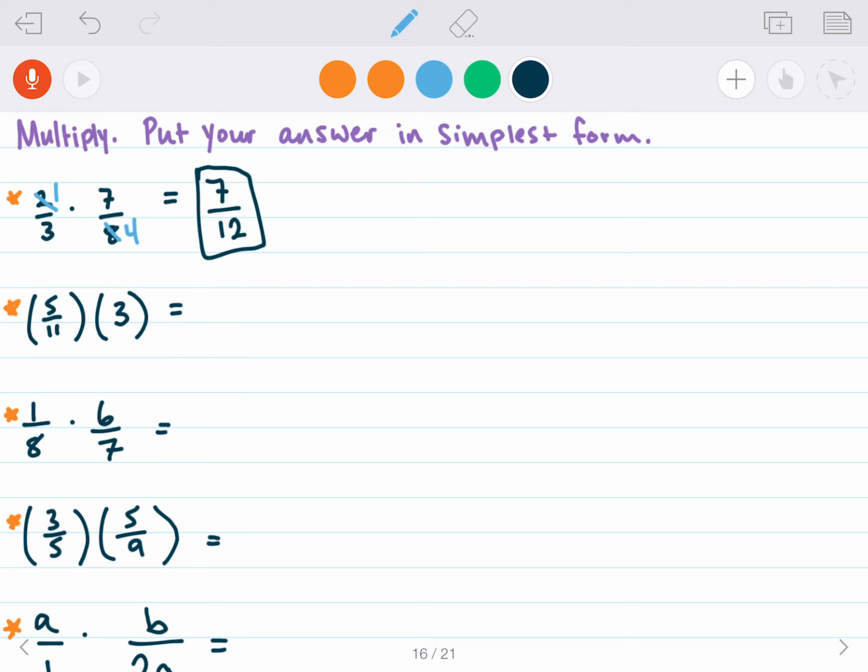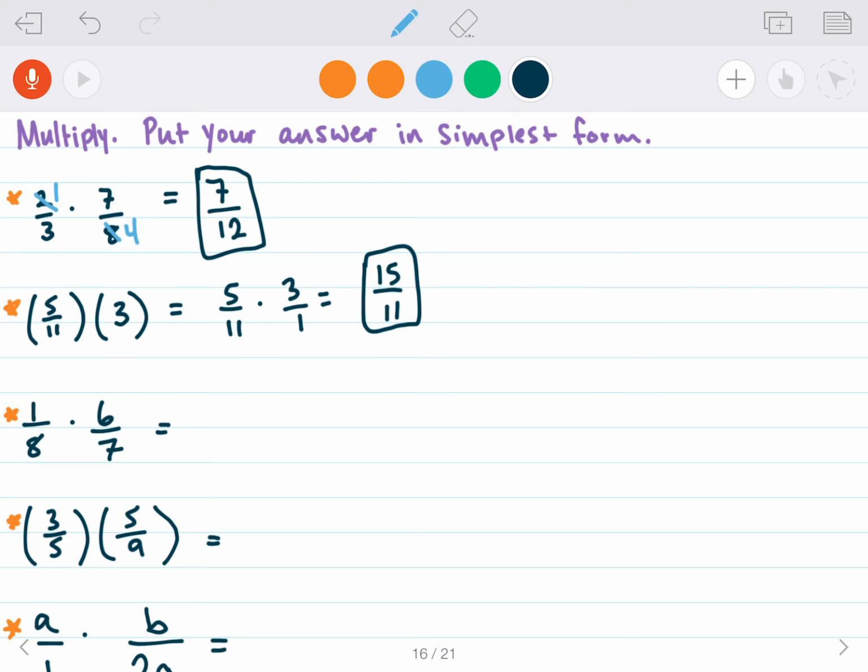We have 5 over 11 times 3. This is just another way to write multiplication if we don't have any symbol in between these two numbers. So I'm going to write it like this. I have 5 over 11 times 3 over 1, okay? I look on my diagonals. 5 and 1 don't have anything that they can be divided by except 1, of course. 3 and 11 are also not able to be divided by anything. So that's it. We don't have to cross-simplify. We can multiply straight across. 5 times 3 is 15. 11 times 1 is 11. And that is our final answer, you guys.